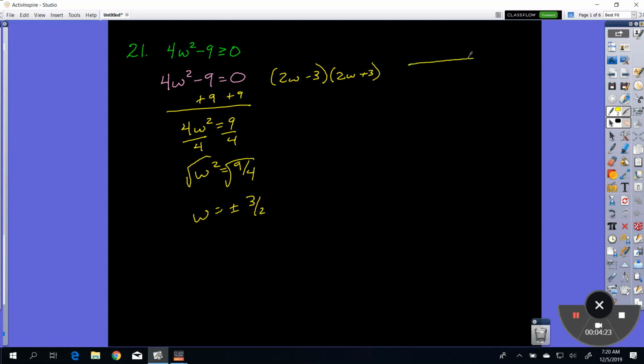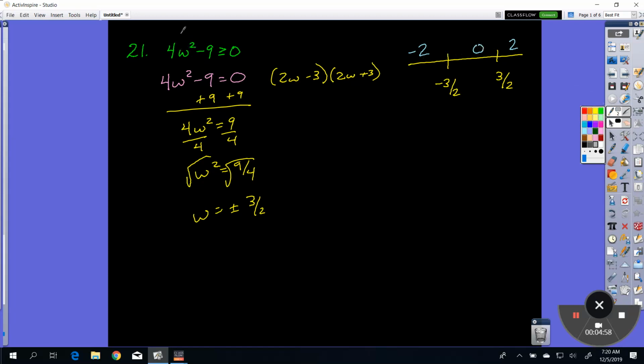So now I draw a number line. Negative 3/2 is over here, 3/2 is here. So what's a number to the left of negative 3/2? Like negative 2. In between negative 3/2 and 3/2, I like to use 0 whenever possible because it's easy to work with. And greater than 3/2 is 2. So now these are my test numbers. I plug those back into the original problem.